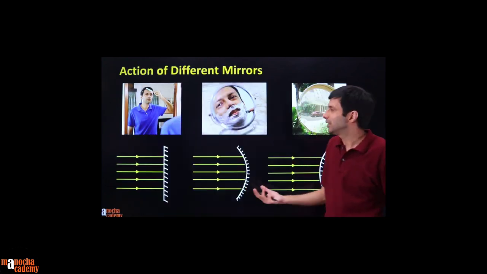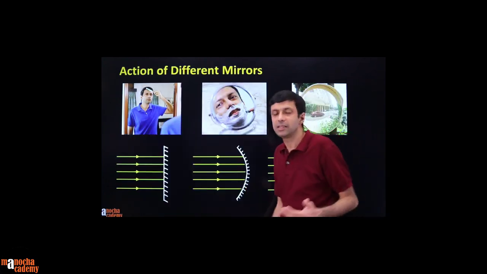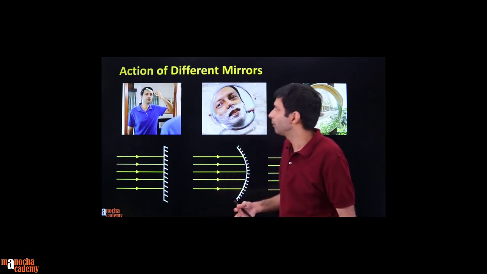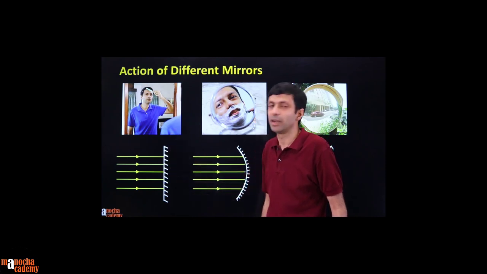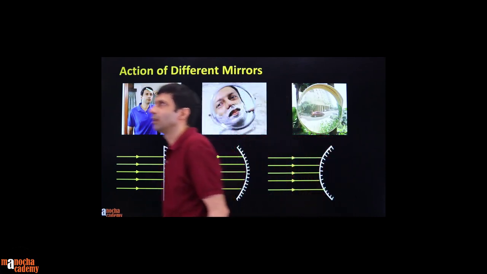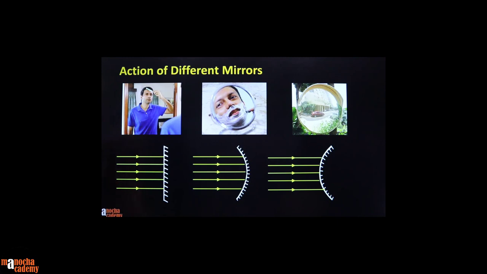So why use these different types of mirrors? The reason is the action is different. What do I mean by that? If you take a parallel beam of light and throw it on a plane mirror, what happens to it? So here you can see there's a parallel beam of light falling on a plane mirror. After reflection, this beam just reflects off like this. So you can see the parallel beam remains parallel, right? It remains parallel even after reflection for a plane mirror.